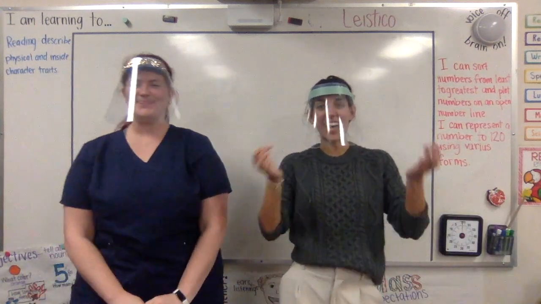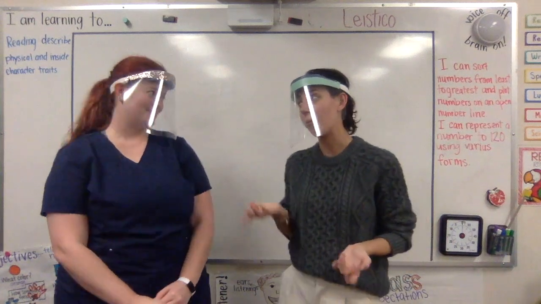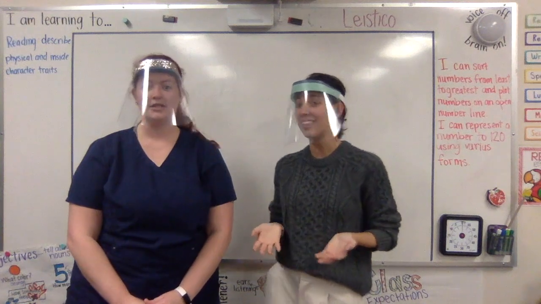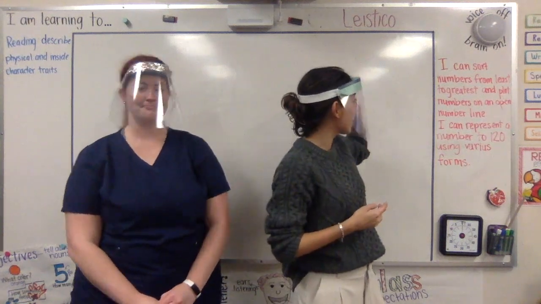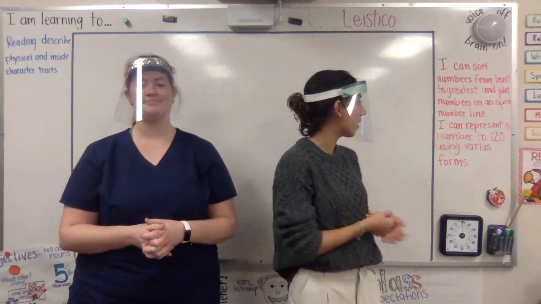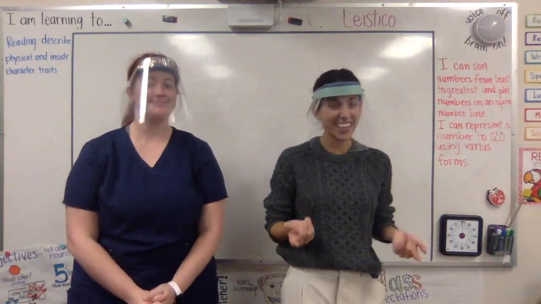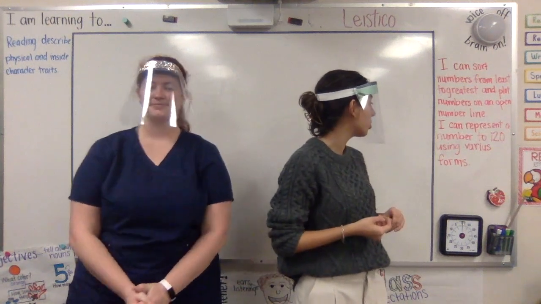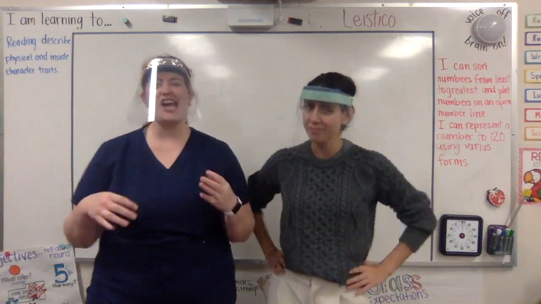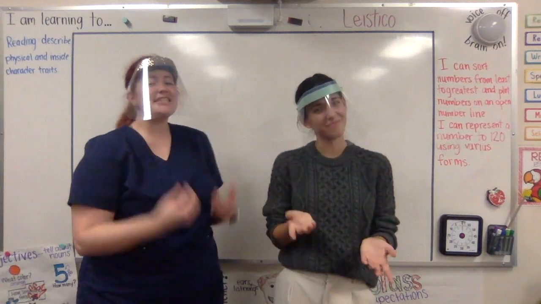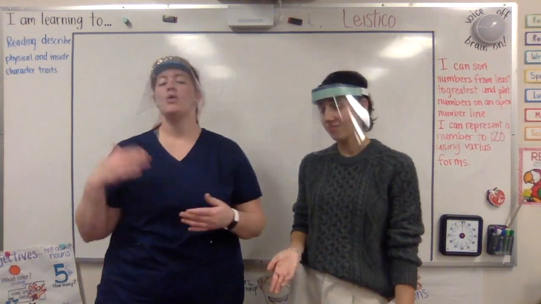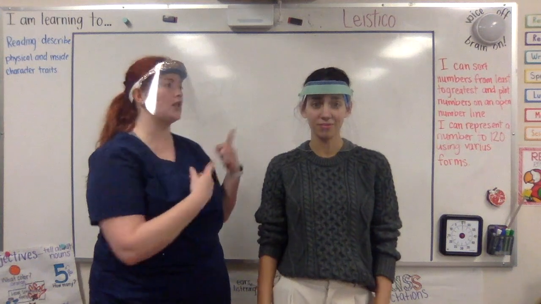Well, today we're taking everything that we've learned the past week and we are putting it all together so that we can start reviewing this unit. So, our target says I can sort numbers from least to greatest and plot numbers on an open number line. And I can represent a number to 120 using various forms. Wow, we've done all of that stuff already. So it sounds like a whole bunch, but if we just take our time and go slowly, we can definitely show all of that stuff.